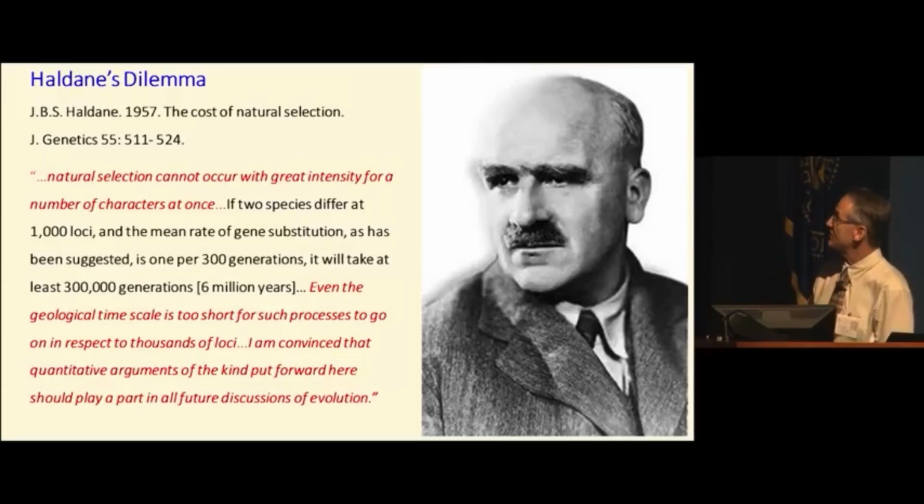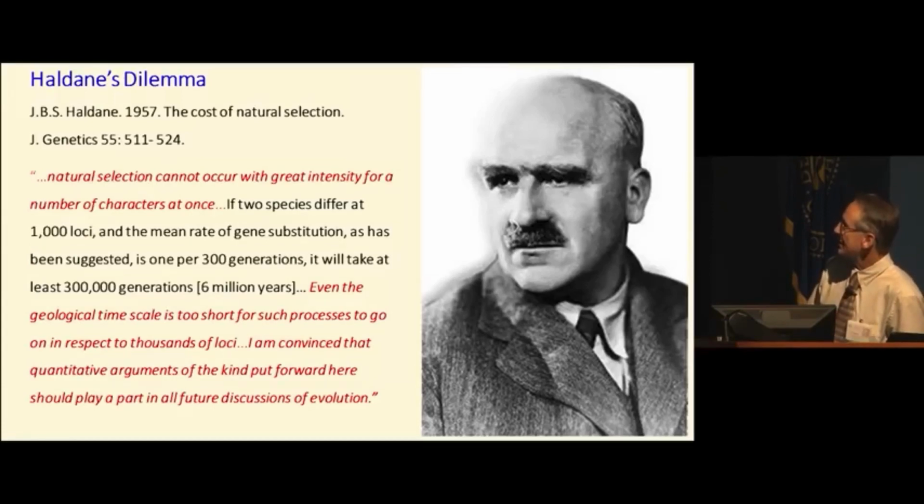So here's the way he describes it. Natural selection cannot occur with great intensity for a number of characters at once. He says if two species differ at 1,000 different locations, or basically, to get 1,000 mutations substituted, the mean rate of substitution, as has been suggested, is 1 per 300 generations. It takes at least 300,000 generations, which is 6 million years, to get 1,000 beneficials fixed.